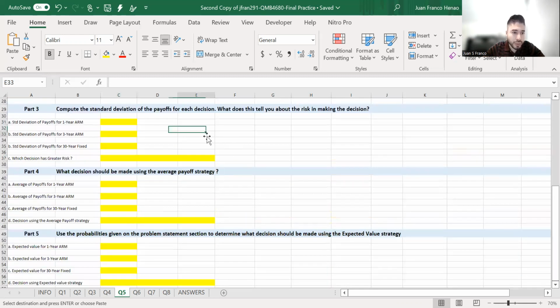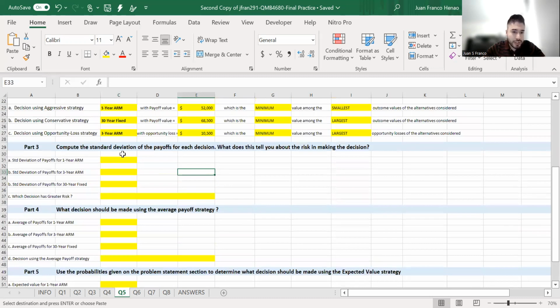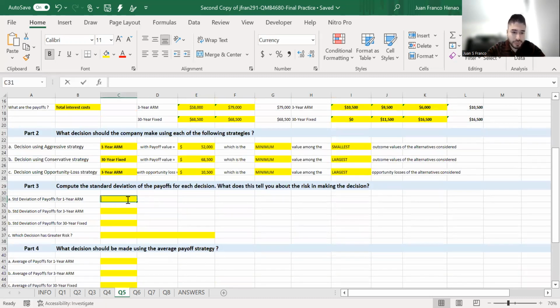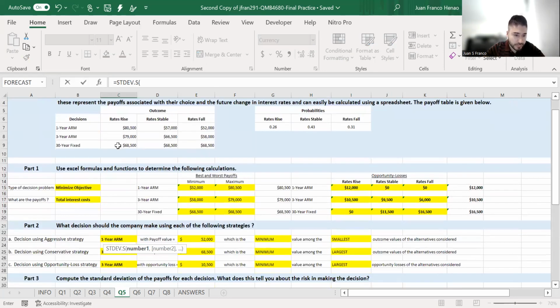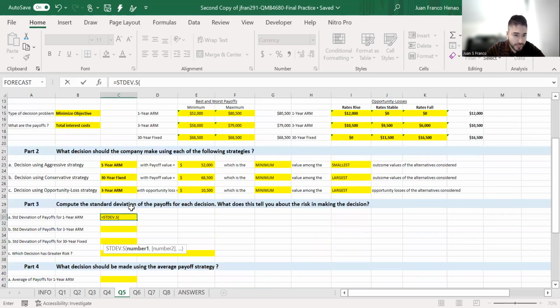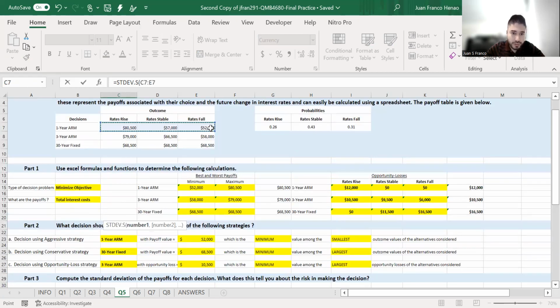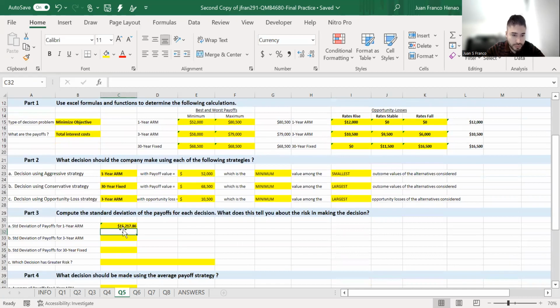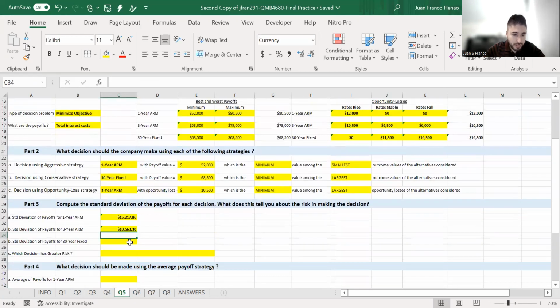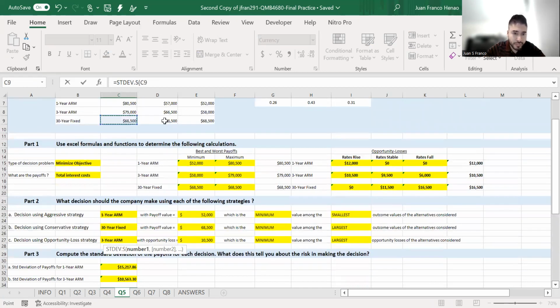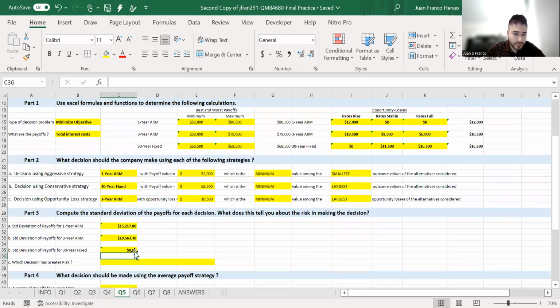Okay, now moving forward, we need to compute the standard deviation of the payoffs. So we use the standard deviation for a sample, and we select the values from here. This is for the 1-year ARM. Copy, close the formula, and do it again for the 3-year ARM. Lastly, for the 30-year fixed mortgage.